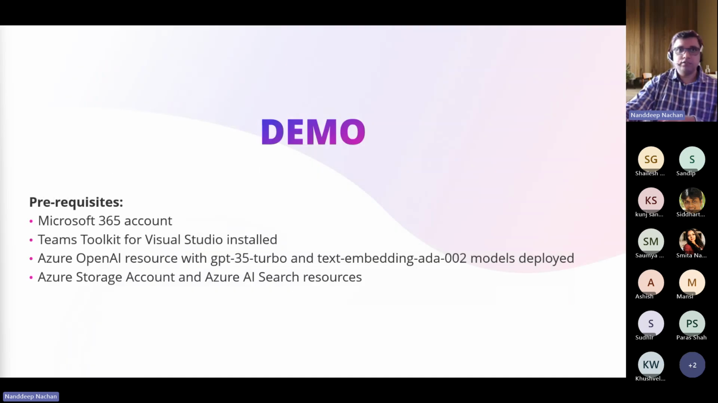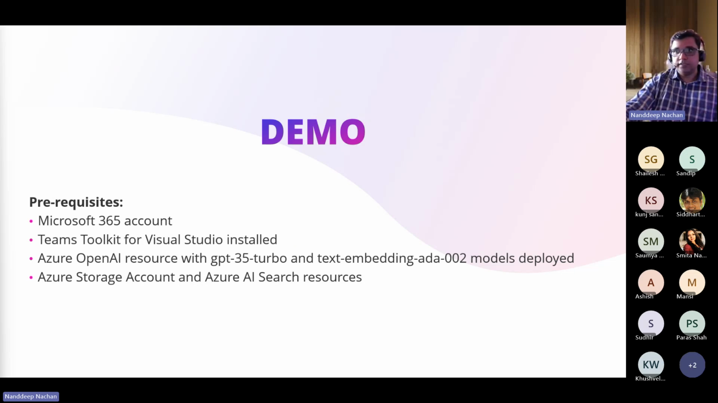All right, so now let's get into the demo. Let's see how these things work, because we have talked a lot. We will be sharing the code and everything with you, but there are a few prerequisites that you need to meet to run this demo. First, you need to have a Microsoft 365 account. Second, we should have Visual Studio installed, Visual Studio 2022, which is the latest version. And then we need to have the Teams Toolkit installed as a plugin or extension in Visual Studio.